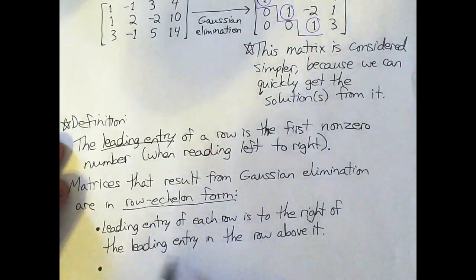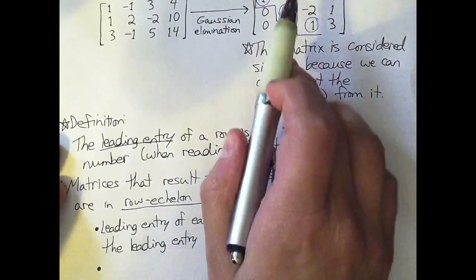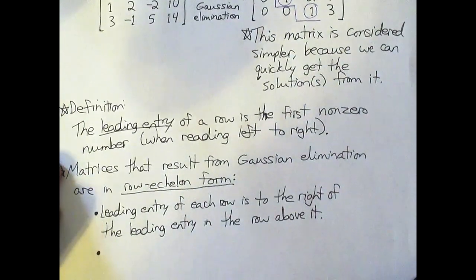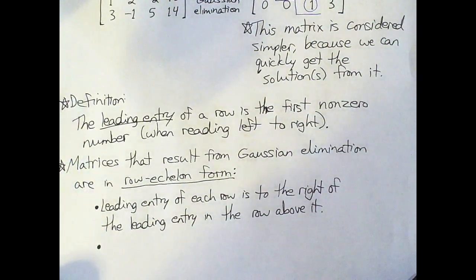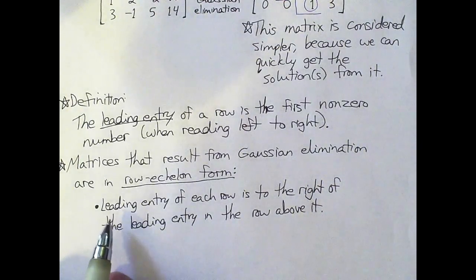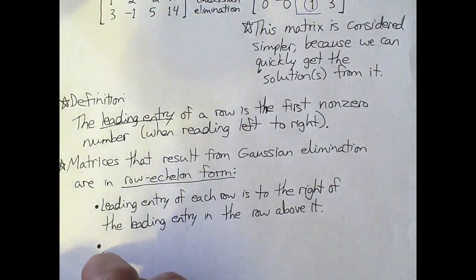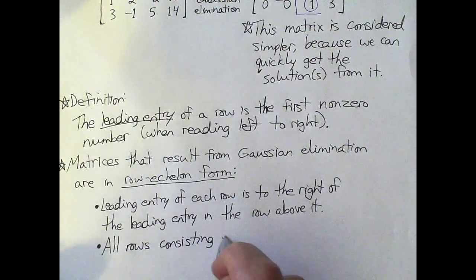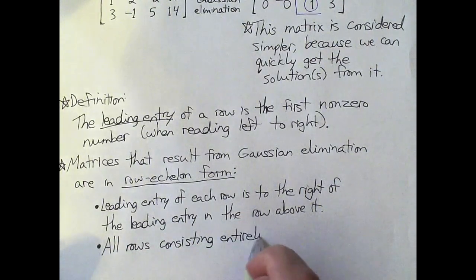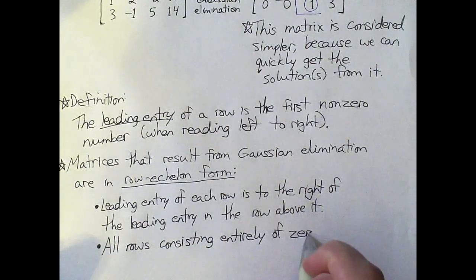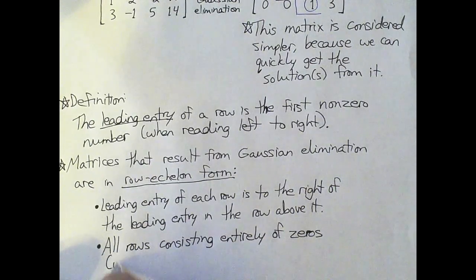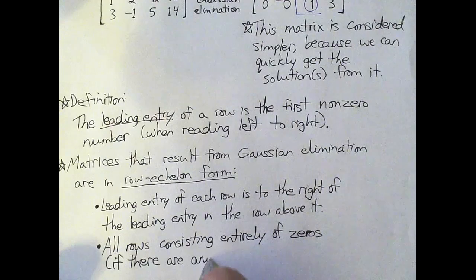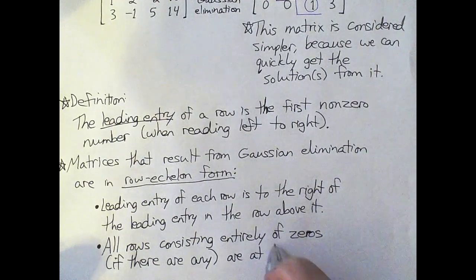There's one other thing I said, though. I should get to the one other thing. Besides having that triangular or staircase shape, what else would a matrix need in order to be considered row echelon form? All rows consisting entirely of zeros, if there are any, are at the bottom.